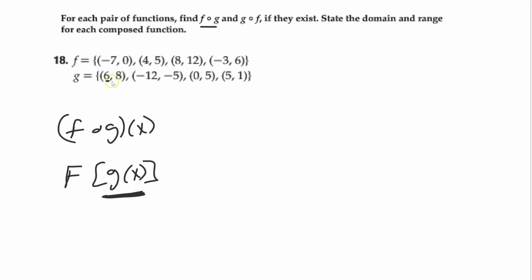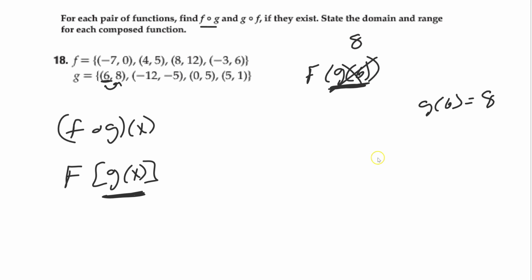Let's start with the first one, 6. So we're gonna go up here and we're gonna put f of g of 6. Right? So we gotta do g of 6. So what's g of 6? Well, 6 gives you 8. So g of 6 is just 8. Now we need f of that answer. What's f of 8? Look at f. 8 gets you 12. So 12 is my answer.